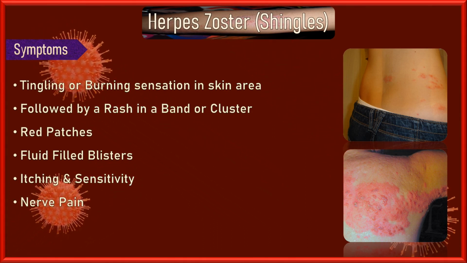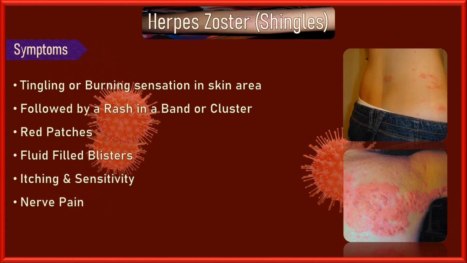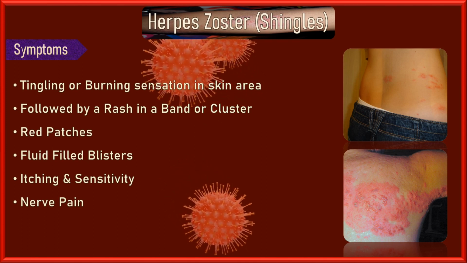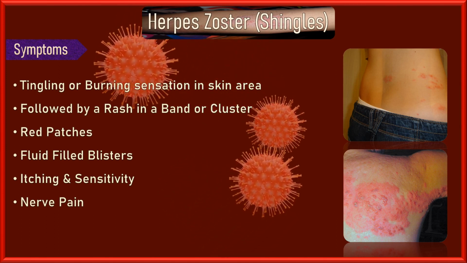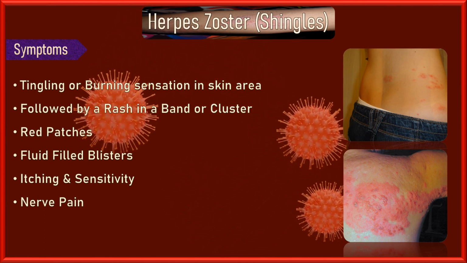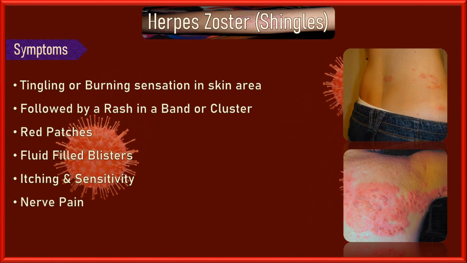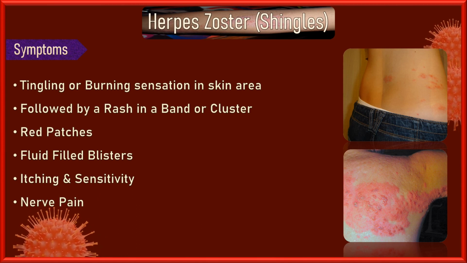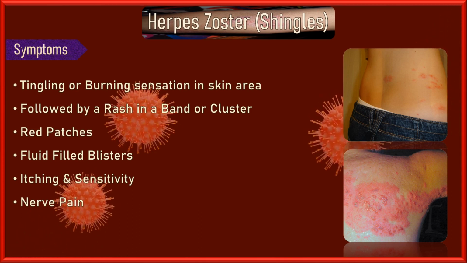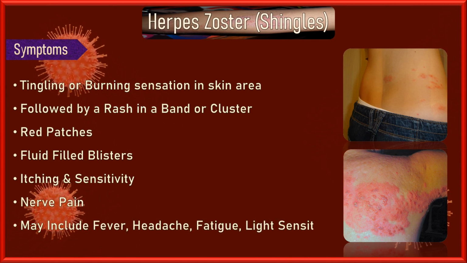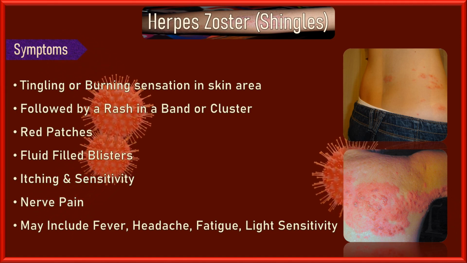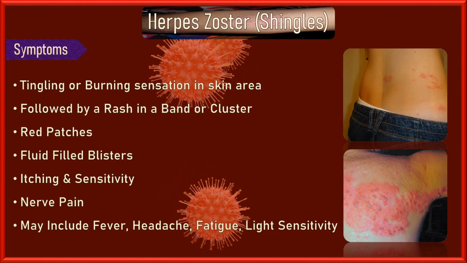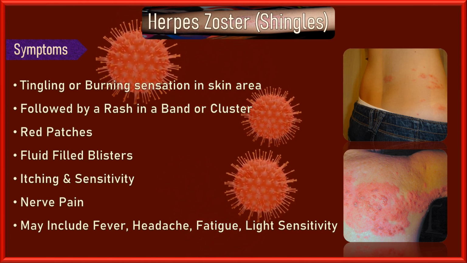Number 4. Nerve pain. Along with the rash, individuals often experience severe nerve pain, which can be sharp, stabbing, or burning in nature. This pain usually occurs in the same area as the rash and can persist long after the rash has healed. Other common symptoms of herpes zoster may include fever, headache, fatigue, and sensitivity to light.